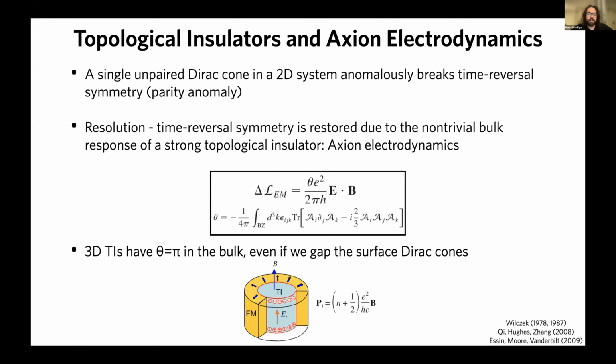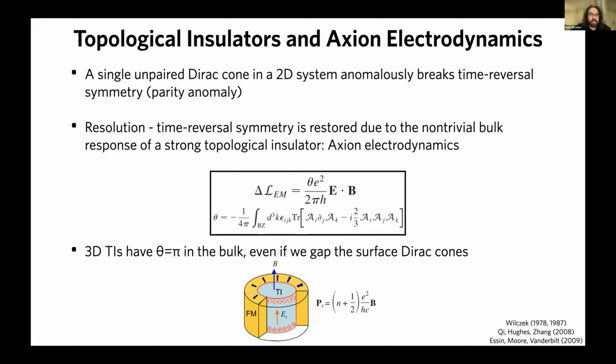Now, the key point that I want to emphasize is that I can get rid of the Dirac cone on the surface of a 3D TI by only breaking symmetry on the surface. I add some magnetic impurities to the surface of a 3D TI and I can gap that Dirac cone. But the bulk has theta equals pi as long as time reversal symmetry is preserved in the bulk.